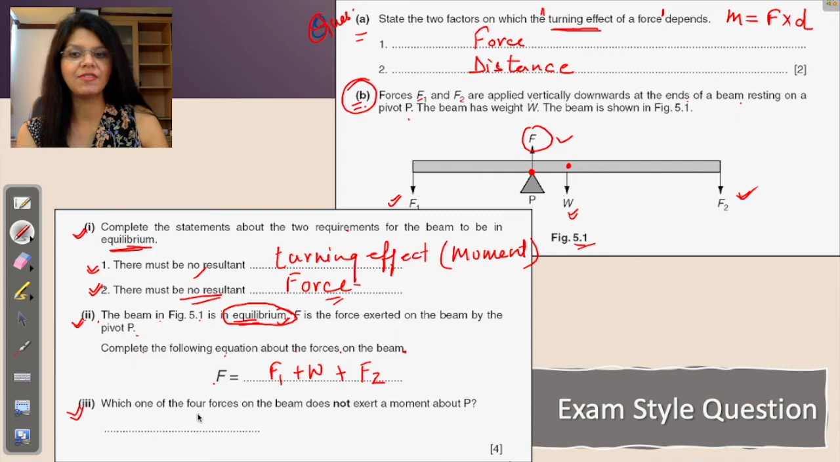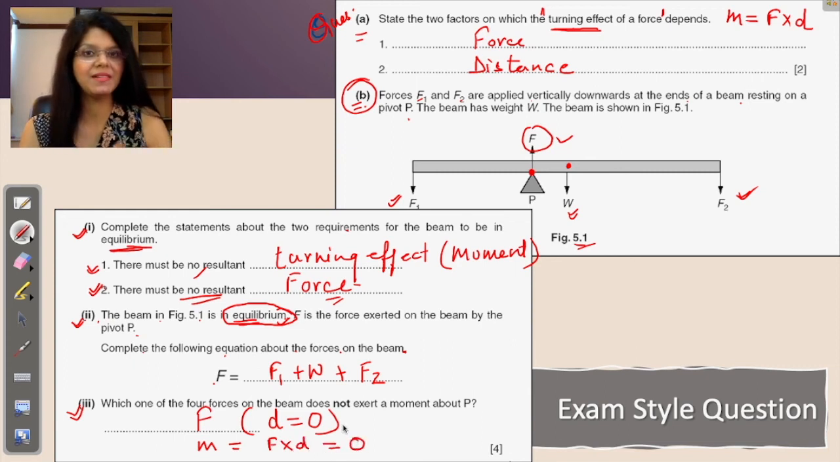It is force F. Why? Because its distance from the pivot is 0. So therefore its moment, which is F times distance, is 0. Simple. If a force is applied right on the pivot, it will never create a turning effect, right?